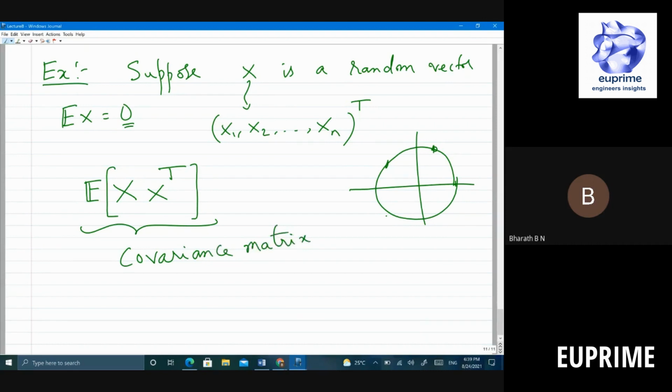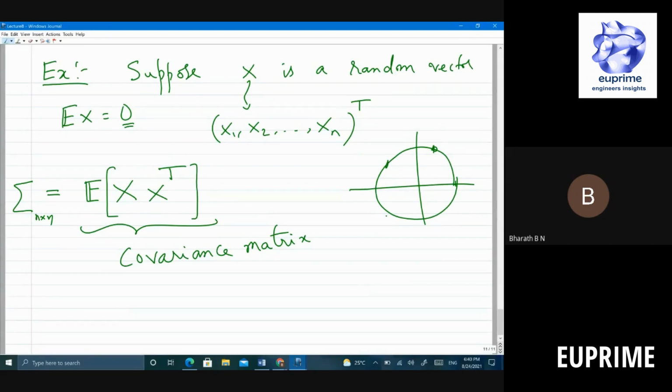Right? It's called the covariance matrix. So now, if you take a covariance matrix, this is an n cross n matrix. I'll call it sigma. Now, what can you say about this matrix? Is it positive semi-definite? One thing is sure, right?